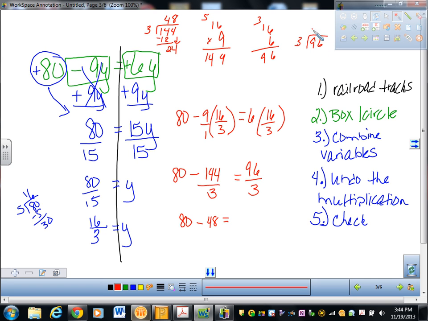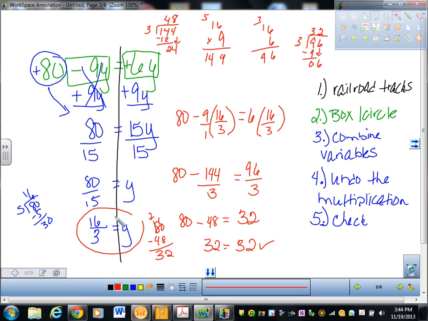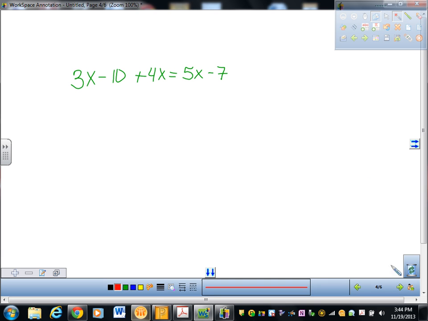3 goes into 9 3 times, and 3 goes into 6 twice, so we've got 32 over here. So now I've got 80 minus 48 equals 32. So now we subtract 80 minus 48, and we get 32. 32 equals 32. That means that this answer that we got over here is 100% correct. Okay, next.